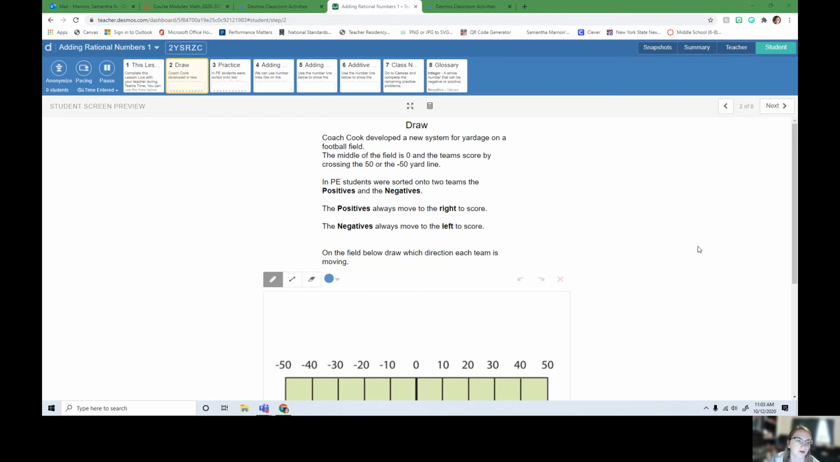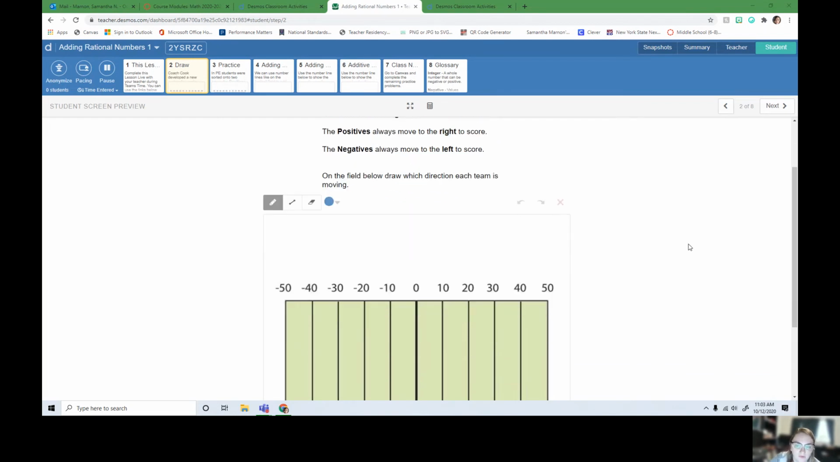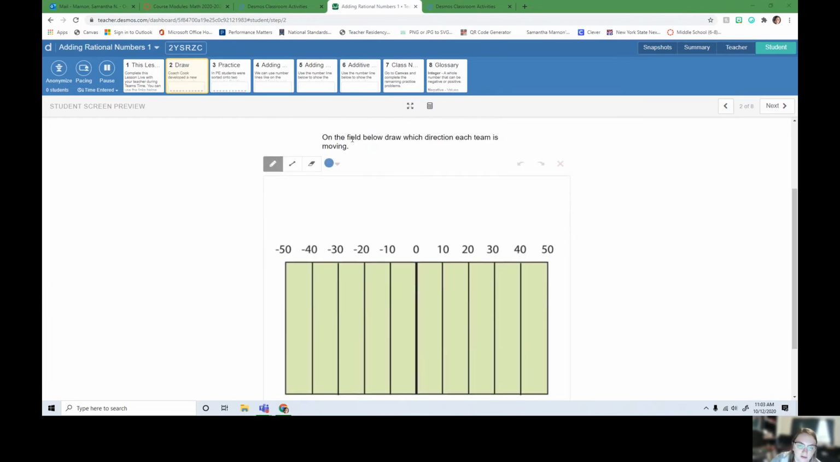So if you missed it, I'm going to go over adding rational numbers lesson 1. Coach Cook developed a new system for yardage on a football field. The middle of the field is 0 and the team scores by crossing the 50 or the negative 50-yard line. In PE, students were sorted into 2 teams, the positives and the negatives. The positives are always going to move right to score and the negatives are always going to move left to score. So on the field below, draw which direction each team is moving.